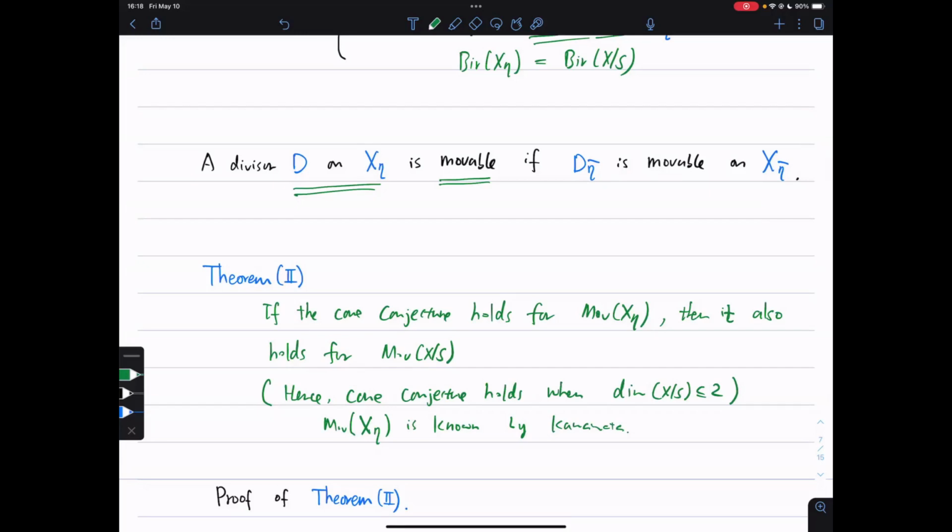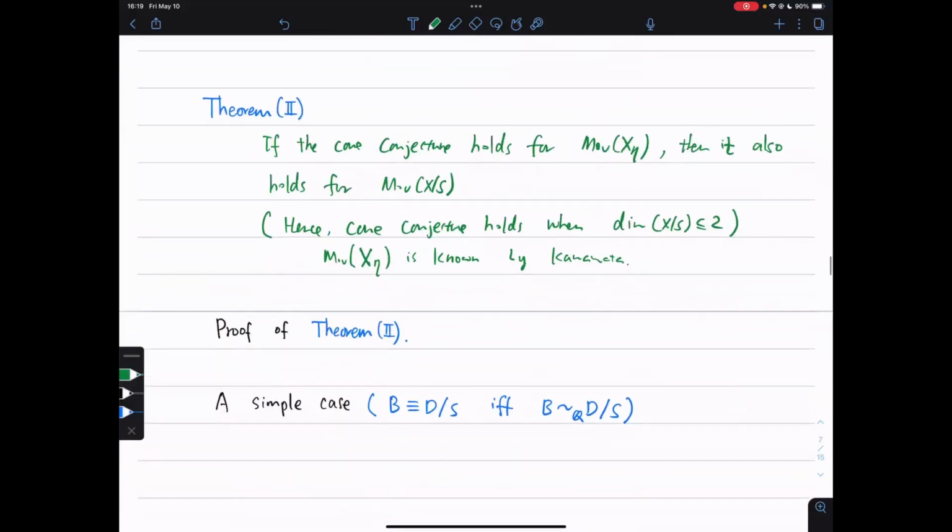And the abundance we assume, we only need to assume abundance for the general fiber. So it's relative dimension 2. The abundance is also known. We only need to assume abundance in the relative dimension 2 case. So you don't have to assume abundance for the total space X, because it could be derived from the abundance for the fibers by a result of Hacon and Xu. So unconditionally, we can prove relative cone conjecture for surface fibrations.